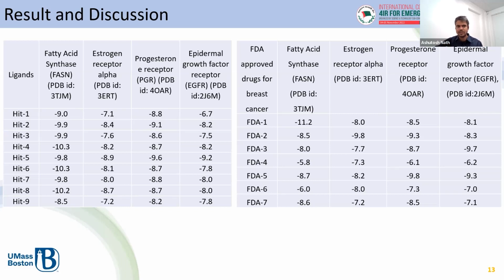For the docking analysis, the left side is my targeted nine best hit compounds, and the right side is the FDA-approved drug compounds. I see here that the docking score is better than the FDA-approved drugs. We can see Hit 2, Hit 4, and Hit 6, and among the FDA-approved drugs only FDA 1 is better. Our compounds 2, 4, 6 are better, and 8 is also better than the others.